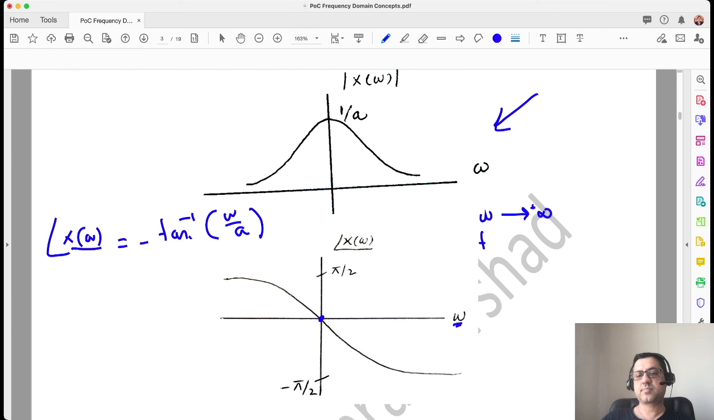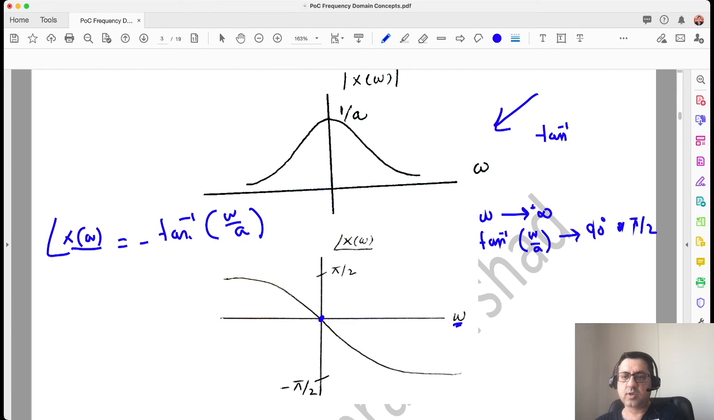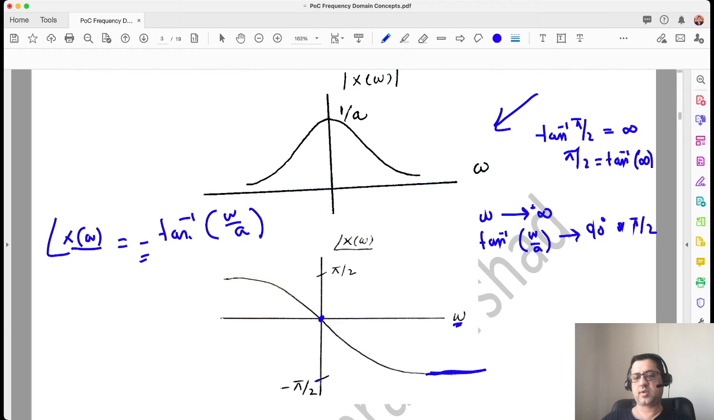Then tan inverse of omega over A tends to 90 degrees or pi by 2, because you know that the tangent of pi by 2 or 90 degrees is infinity, which means tan inverse of infinity is pi by 2. So when omega tends to infinity, tan inverse of infinity is 90 degrees or pi by 2, and we have a negative sign here, so that's why it approaches negative pi by 2, right? So when omega goes to positive infinity, it approaches negative pi by 2.